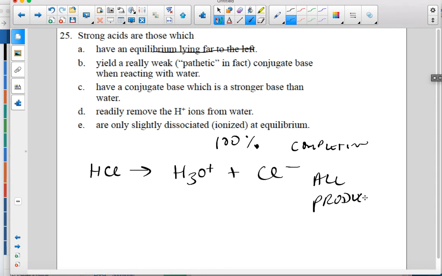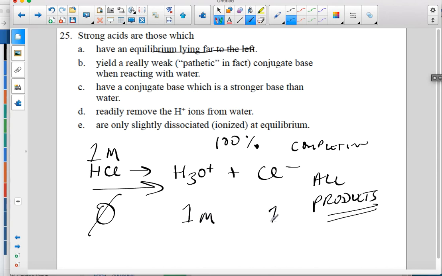Whenever you read that, and there are going to be test questions on Monday, completion means you go this way, 0 of this left. So if I started with 1 molar of this, I would get 1 molar of this and 1 molar of this, and this side's going to be 0. So really, B is the correct answer.